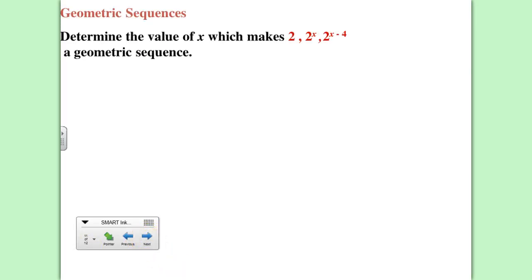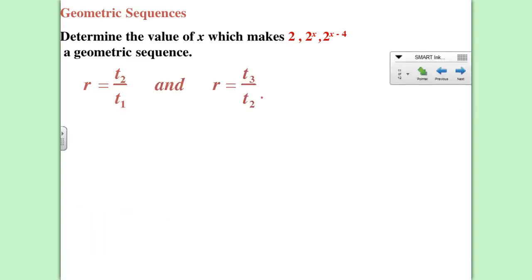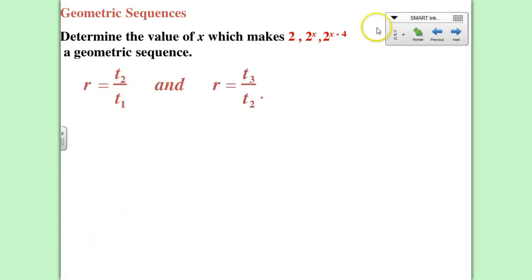If we look at this example, determine the value of x which makes 2, 2 to the x, and 2 to the x minus 4 a geometric sequence. What does that make a geometric sequence? Well, the first thing we should probably remember is that a sequence is a geometric sequence if and only if it has a common ratio.